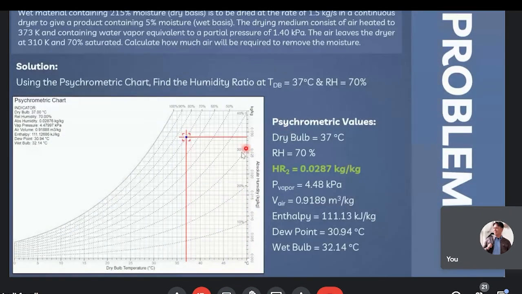So dito gagamit tayo ng psychrometric chart to find the humidity ratio. So we have the conditions of the dry bulb at 37 degrees Celsius and a relative humidity of 70%. So plot lang natin yun. Ito yung 37 natin, tapos itutama natin sa 70%. So ito. So drawing na tayo ng horizontal line dito. Ito yung humidity ratio natin. So ang gagamitin natin is 0.0287 kg of moisture per kilogram of dry air.